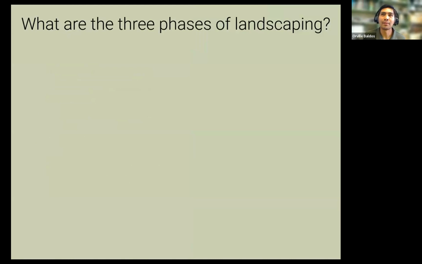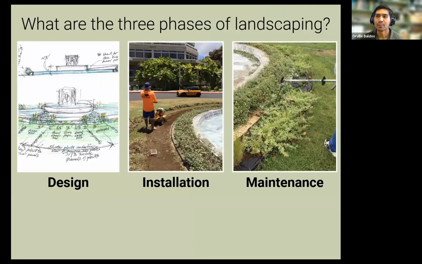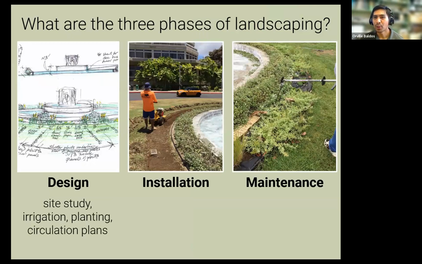Okay, so what are the 3 phases of landscaping? The 3 phases of landscaping are the following. You have design, next would be installation, and then next would be maintenance. In the design phase, this is where you do your site study. So you take a look at what's existing in your site, what plants are there, what you want in terms of improvement, maybe add more plants or add more amenities. And then from there, you analyze that and create irrigation, planting, and also circulation plans.